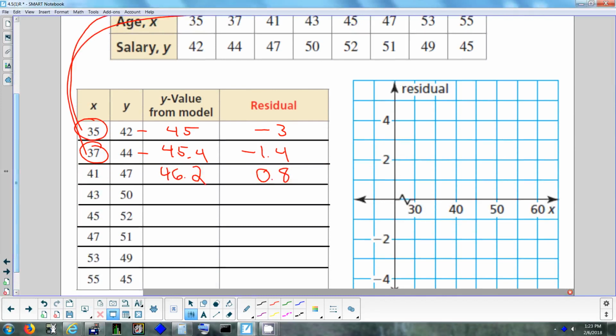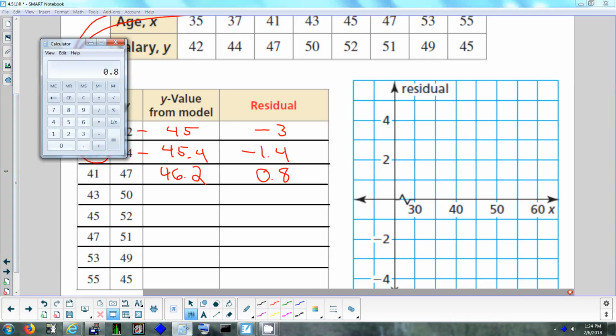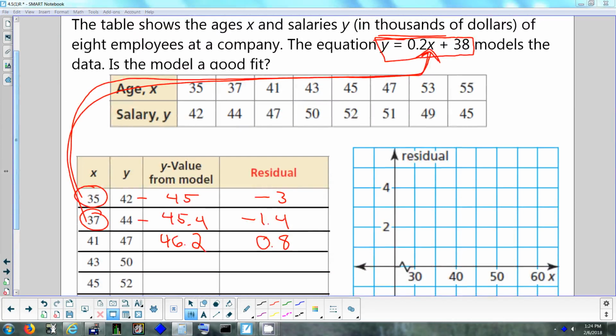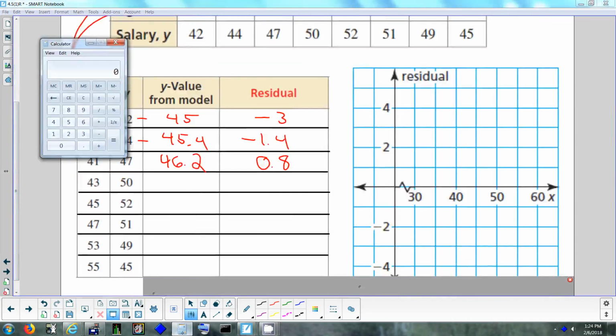So the first thing you have to do, like you guys just said, is take the X value and plug it in. Once you do that, that's going to give you the Y value from the model. Then you have the Y and the Y value from the model stacked on top of each other. Subtract those two things. That's how you get the residual.